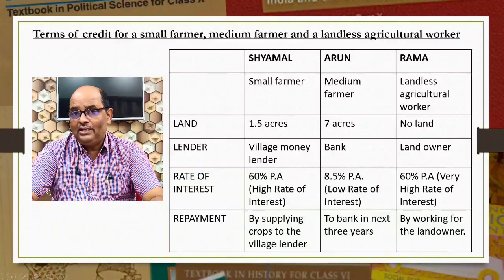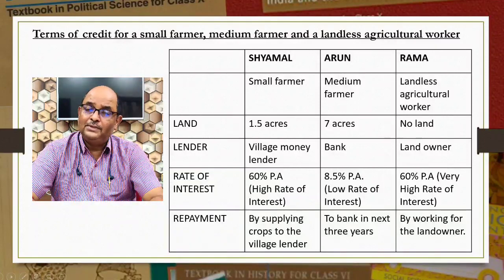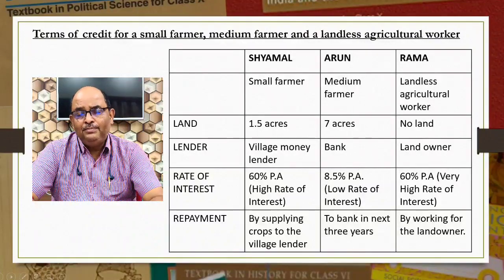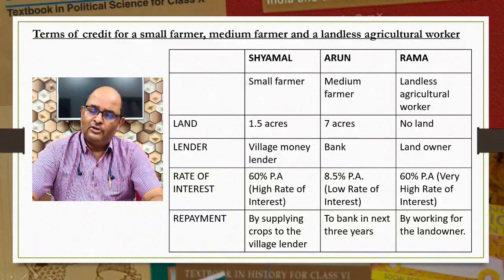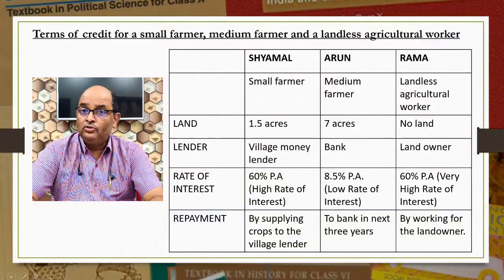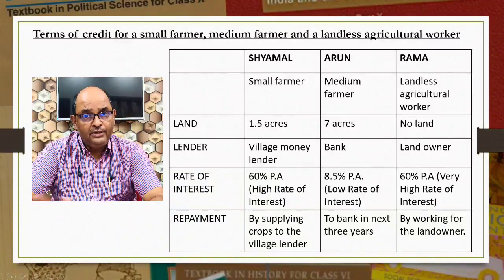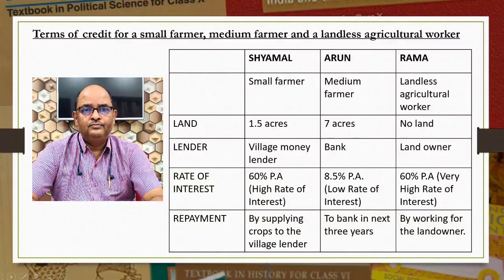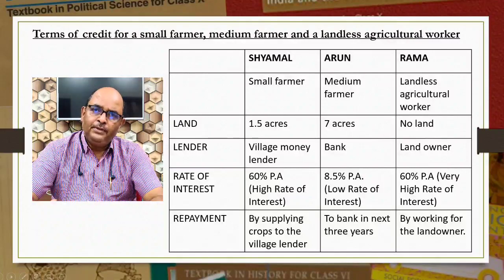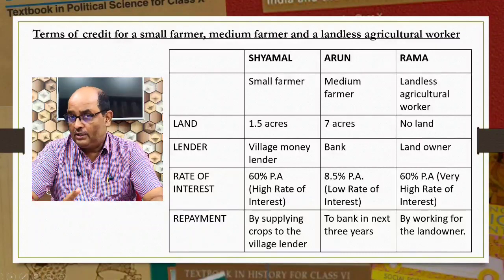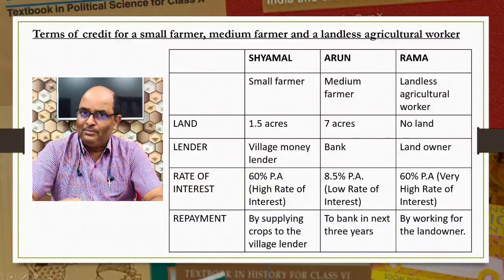He charges a very high rate of interest, 60% per annum, from this poor woman. She repays the money by working for the landowner. Most of the time, she has to take a fresh loan before the previous loan has been repaid. She is exploited by the money lender. So depending upon the credit arrangements, Arun is going to have a higher income from cultivation compared to Shyamal.